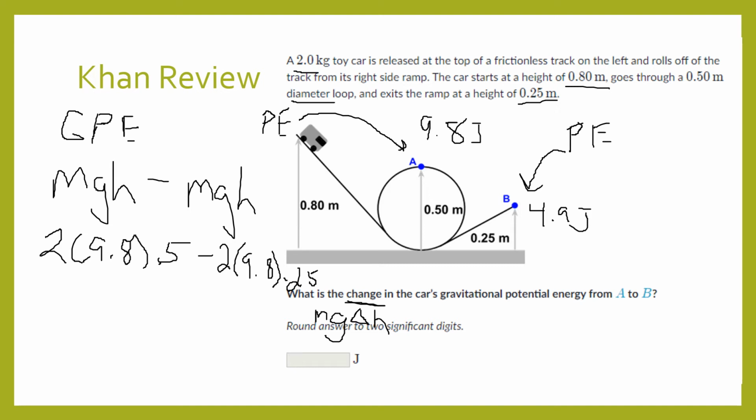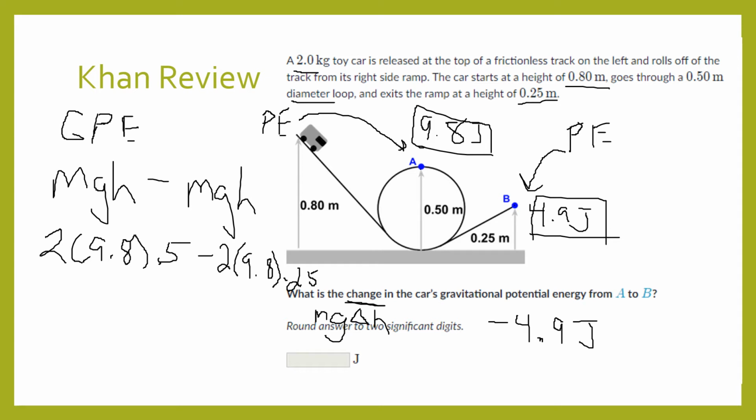So what is the change from A to B? In physics, you always do final minus initial. So you would do 4.9 minus 9.8, because technically from A to B, it's going down by 4.9. So the change would be negative 4.9 joules. You do the final spot minus the initial spot. In physics, it's always final minus initial. 4.9 minus 9.8 is negative 4.9 joules.